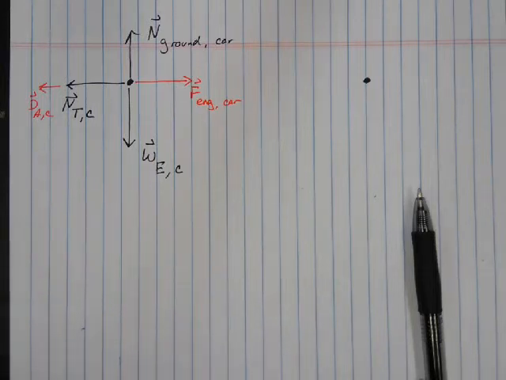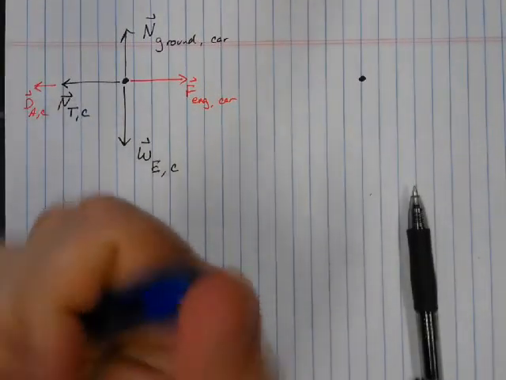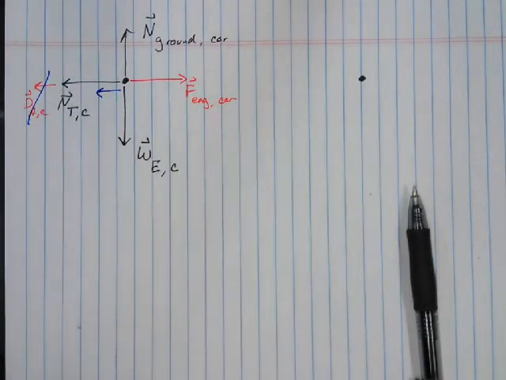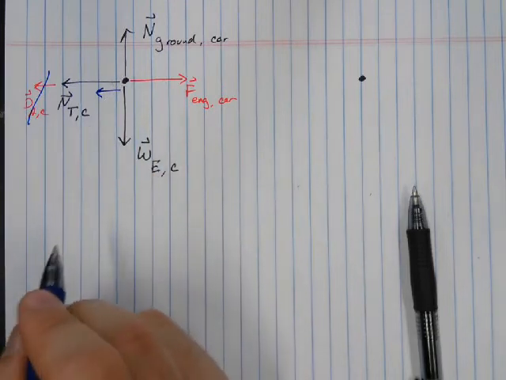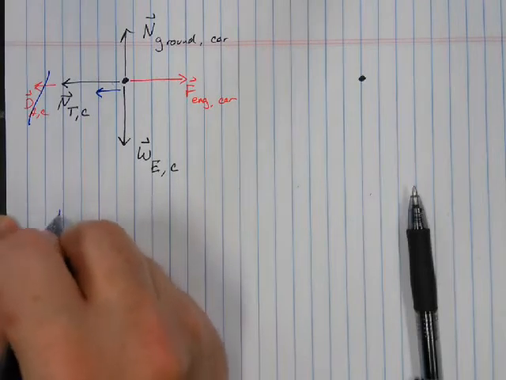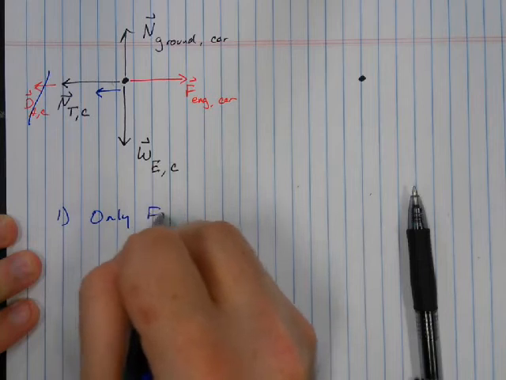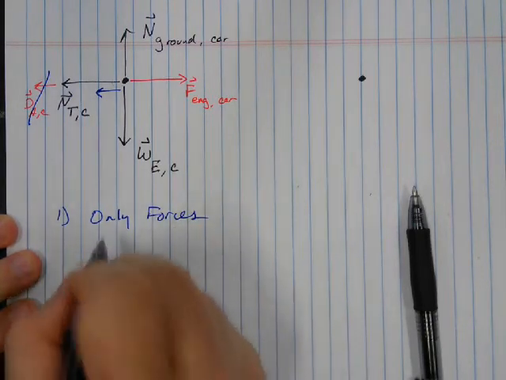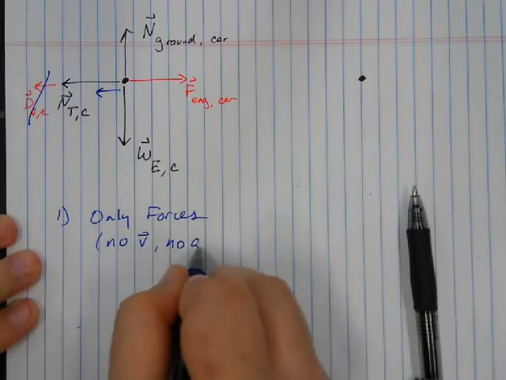Now, you may also see that instead of lining these up like this, all right, I'm going to cross this one out. You may see that they're just lined up like that, all of them start here. Now, this is kind of the important thing, right? There's a couple of rules to doing these diagrams. You only put forces on a diagram. No velocity, no acceleration.